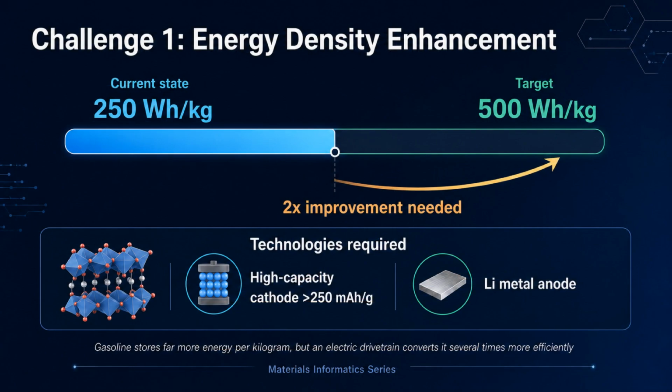Improving energy density remains the primary goal. Current lithium-ion batteries need to roughly double their energy density to satisfy EV range demands. This requires high-capacity cathodes and potentially lithium metal anodes. Achieving this safely is one of the field's greatest challenges.